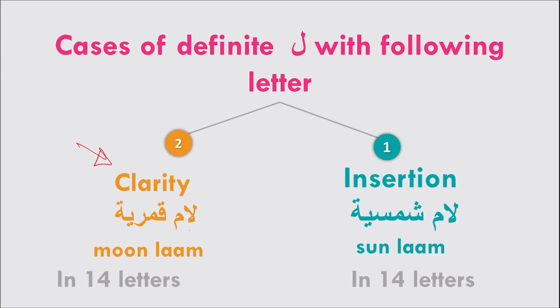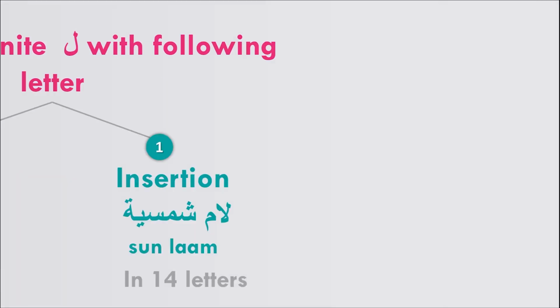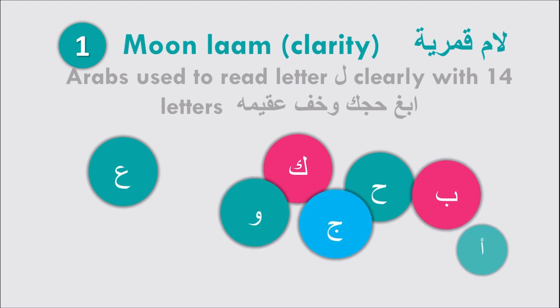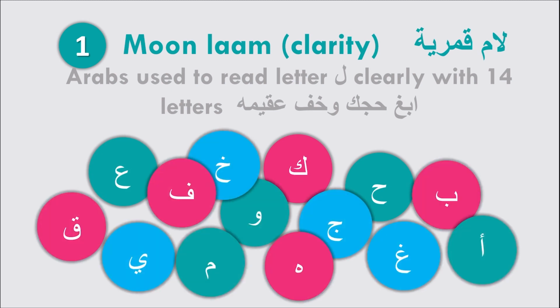So for lam qamariya, which is clarity, the letters that come after the lam are 14 letters, and for lam shamsiya, the letters that come after it, which lead the sound to be inserted, are 14 letters as well. Let's look deeper into that. The first one is lam qamariya, where the clarity happens. These letters are a little far from the lam articulation point, and that is the reason for this clarity: they are too far.